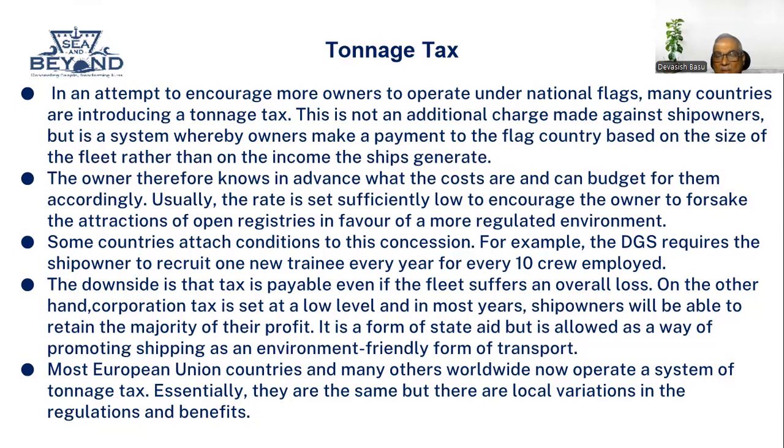For example, the DG in India requires the shipowner to recruit one trainee every year for every 10 crew employed. Of course, what they are promoting is also Indian seafarers to go out to sea. So if you are in the tonnage regime of a national flag in India, you are supposed to recruit one new trainee every year for every 10 crew you have employed. So if you have say 100 crew employed, you have to give training to 10 people.